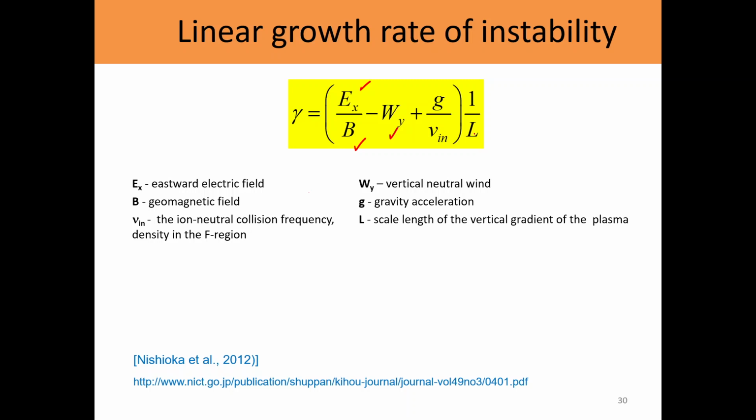If the scale length is very small, it tends to stimulate the instability more. So you have small waves, small forces, all over the place. If the eastward electric field is very strong, then you have more growth as well. Magnetic field doesn't vary much in general.